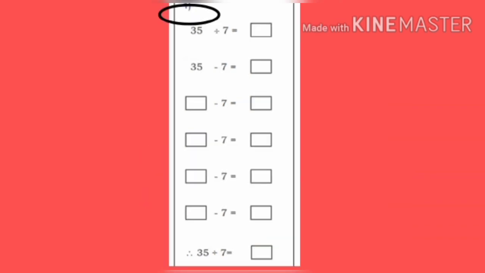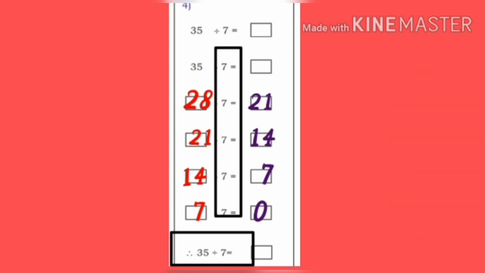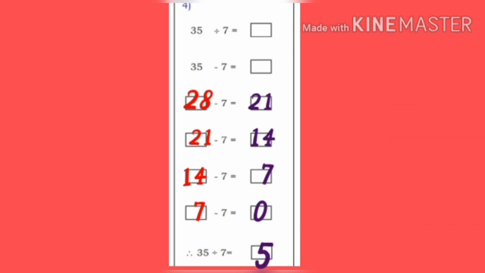Now the fourth question. 35 divided by 7. Let us subtract. 35 minus 7 is equal to 28. 28 minus 7 is equal to 21. 21 minus 7 is equal to 14. 14 minus 7 is equal to 7. 7 minus 7 is equal to 0. So here 35 divides 5 times into groups of 7. Therefore 35 divided by 7 is equal to 5.